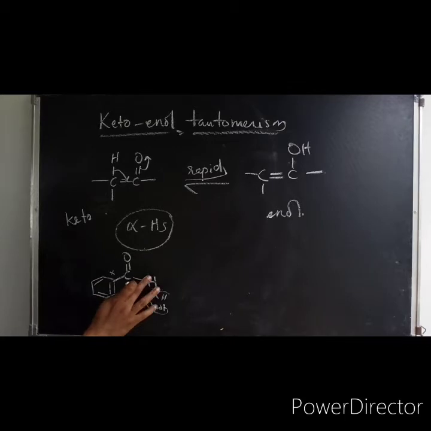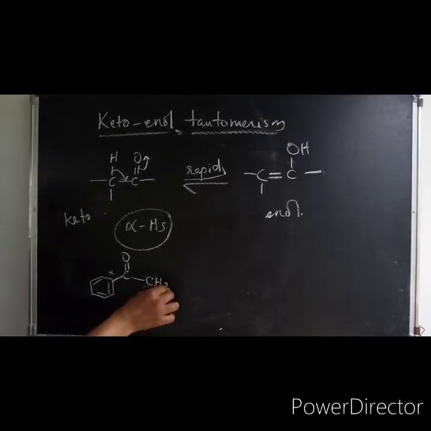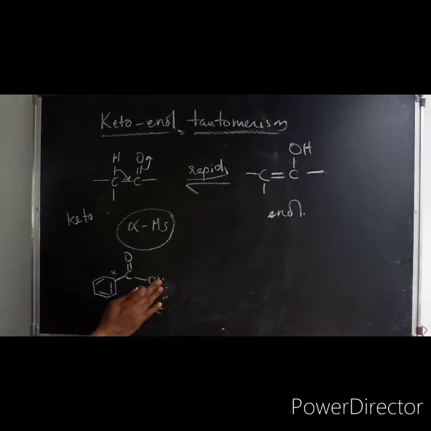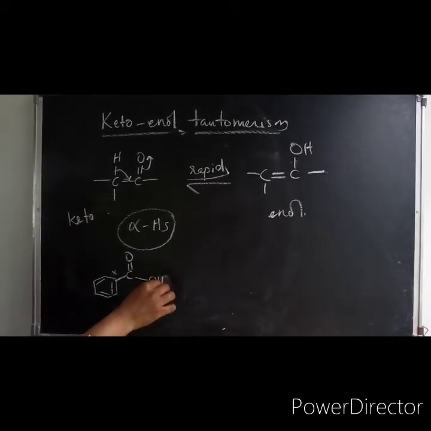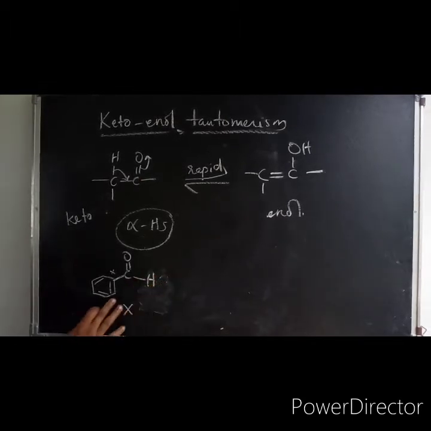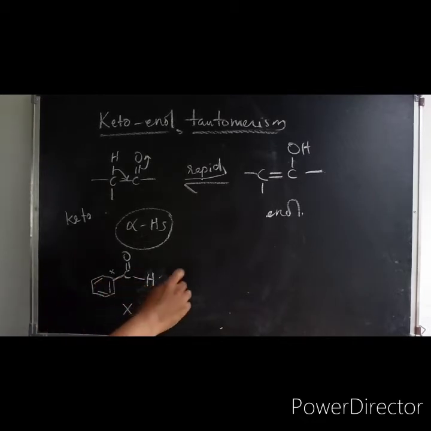Alpha hydrogen should be in this manner: there should be an adjacent carbon and it should have hydrogen. Then only it is an alpha hydrogen. So for benzaldehyde there is no alpha hydrogen, so it could not be represented as keto-enol tautomerism. Benzaldehyde doesn't have keto-enol tautomerism because it doesn't have any alpha hydrogen.